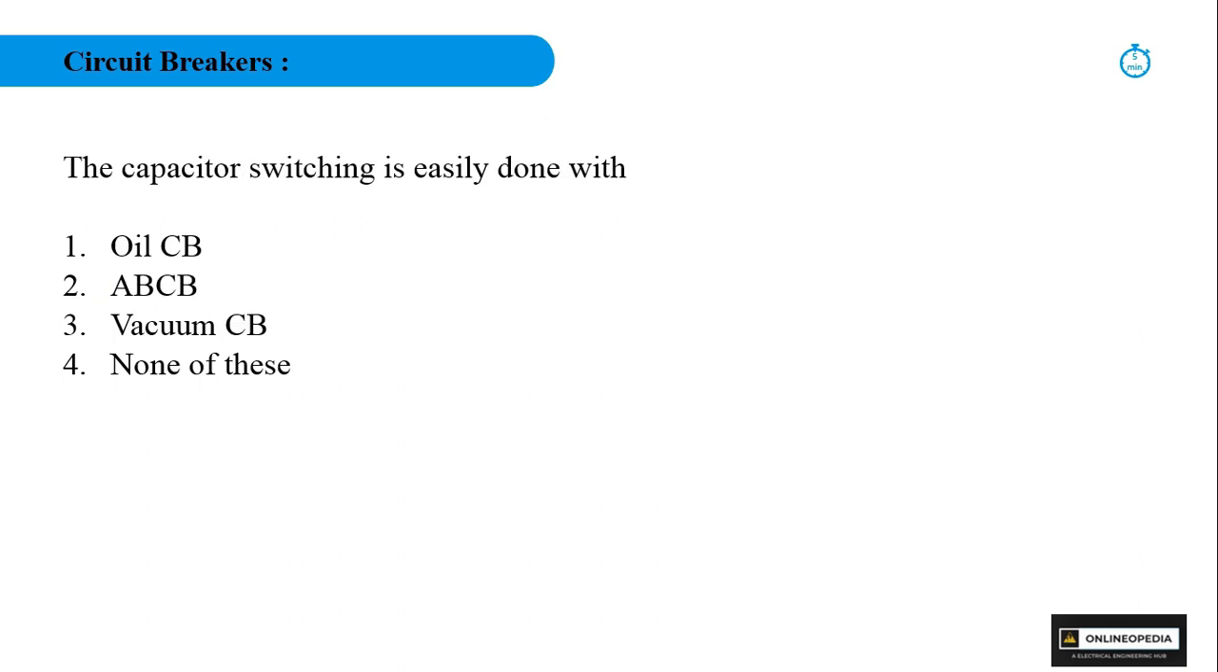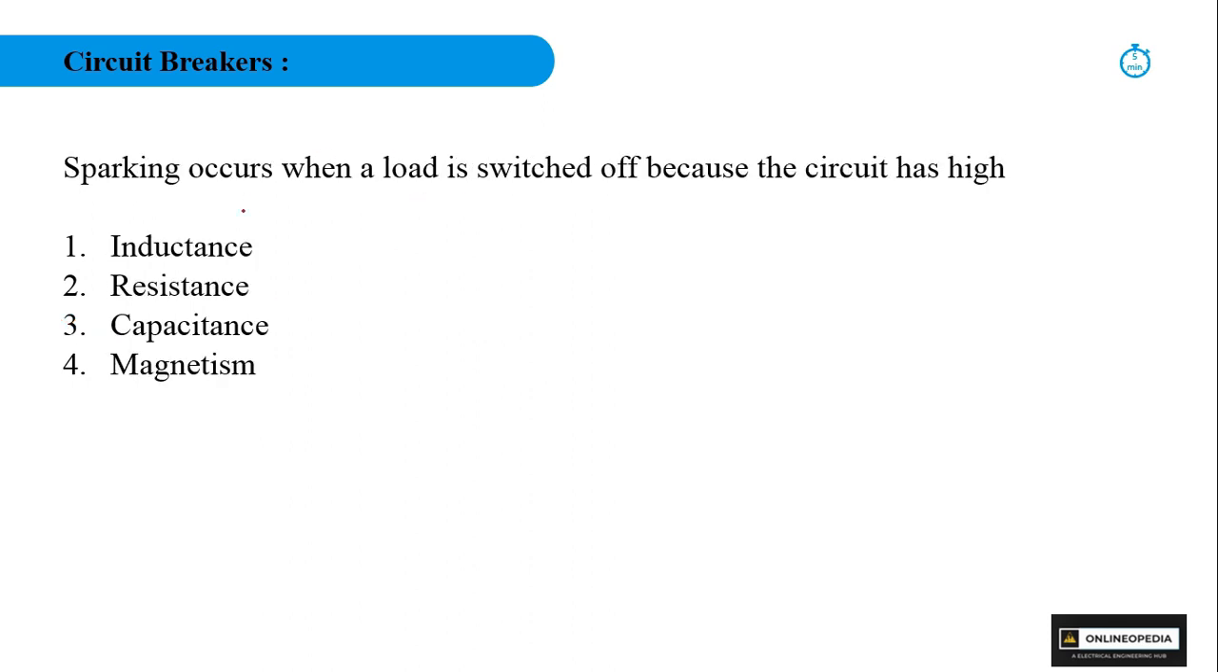Next question is, capacitor switching is easily done with. So capacitor switching is easily done with a vacuum circuit breaker. Next, sparking occurs when a load is switched off because the circuit has high inductance, high resistance, high capacitance, or high magnetism.